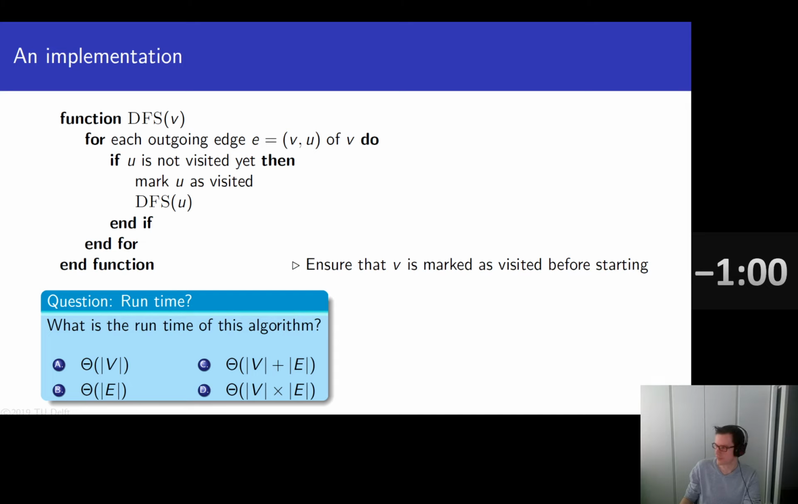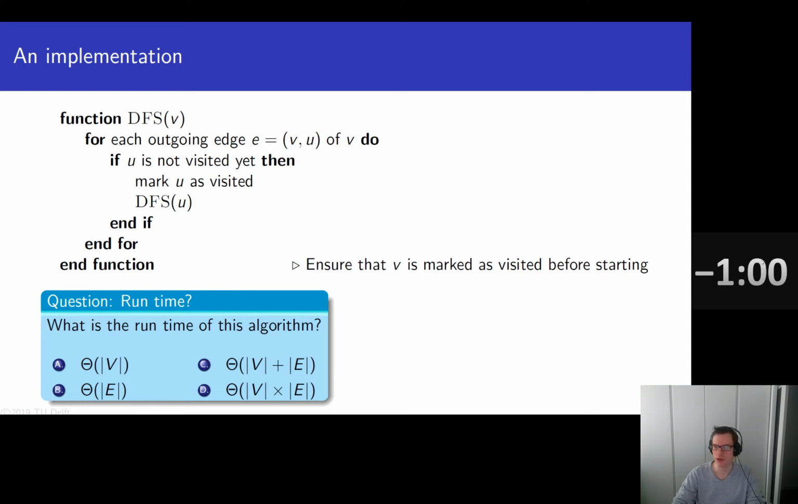Okay, let's take a look at your votes. 50% for answer D, about 30% for answer B. Okay, well, it's a bit tricky to see, right?